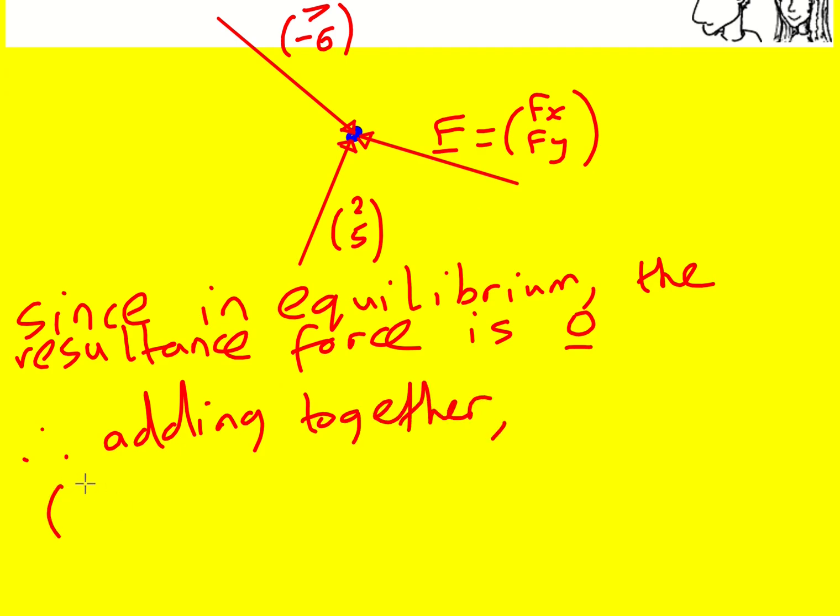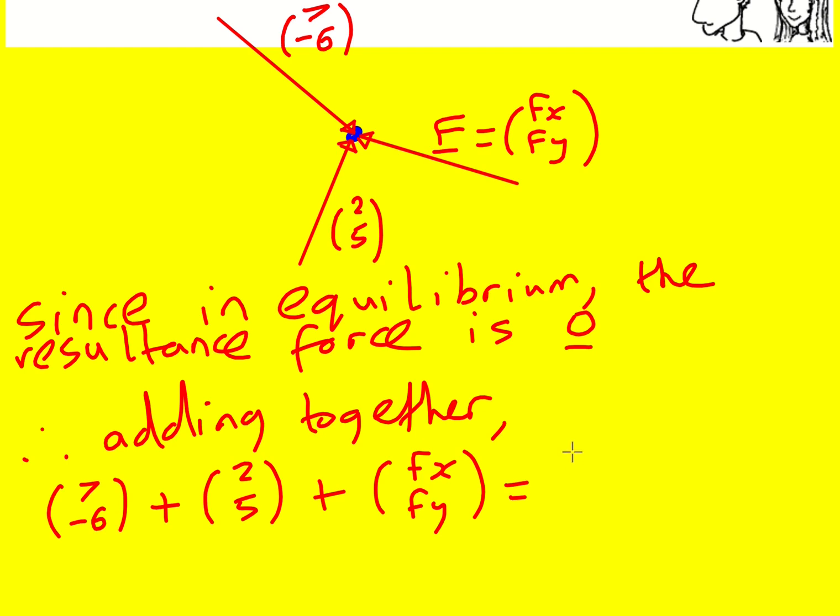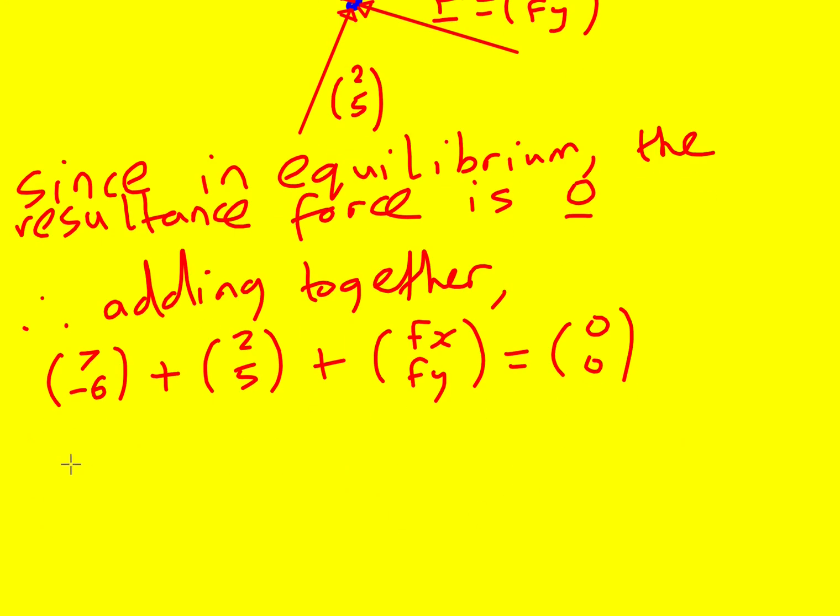It must be that (7, minus 6) plus (2, 5) plus (Fx, Fy) is equal to (0, 0). You could split it into x components, just do this for the x components, but it would be the same as just taking this top line, and similar for the y components, the bottom line. And that means you can now add these vectors together, which means you just bring it into one single vector, (9 plus Fx, minus 1 plus Fy) is equal to (0, 0).